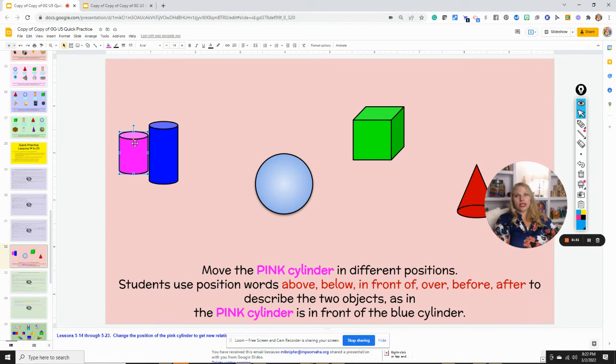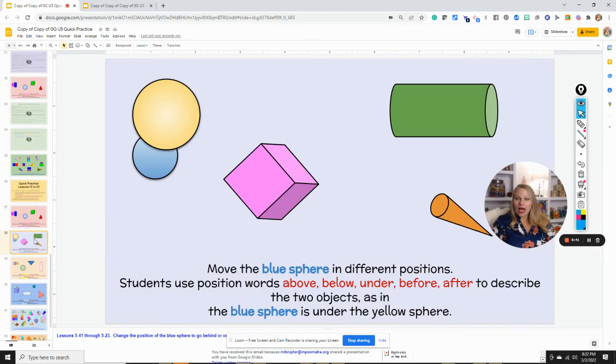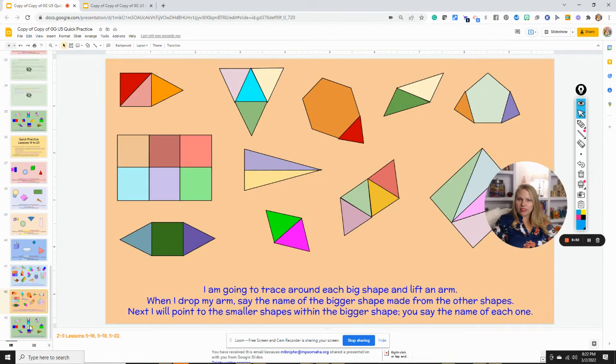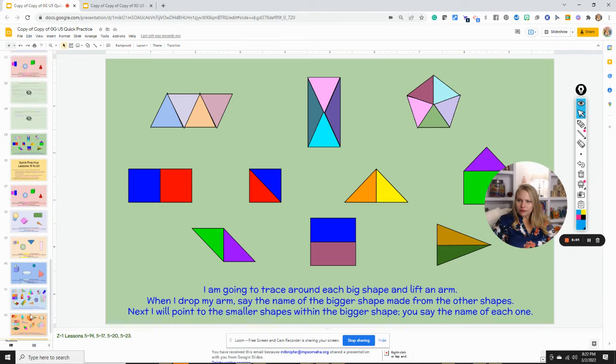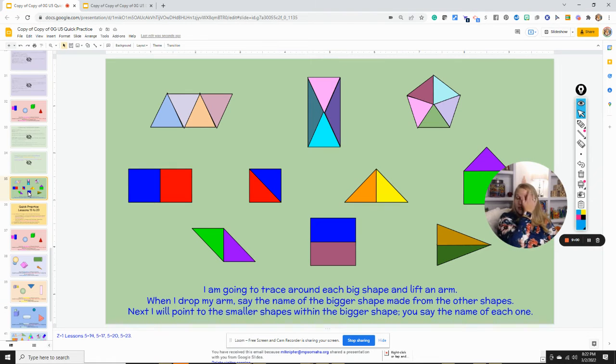So there's lots of variations of that quick practice, but you can see that the point is that they're practicing those specific prepositional words, and the slides are going to change. So as you go down here, you can see that we're going to use above, below, under, before, after, so that we've now added under. You can see here, same ones. They do start changing. Let me see if I can get some different ones here. I think that might just be it: below, under, before, and after. So then you get a slide like this.